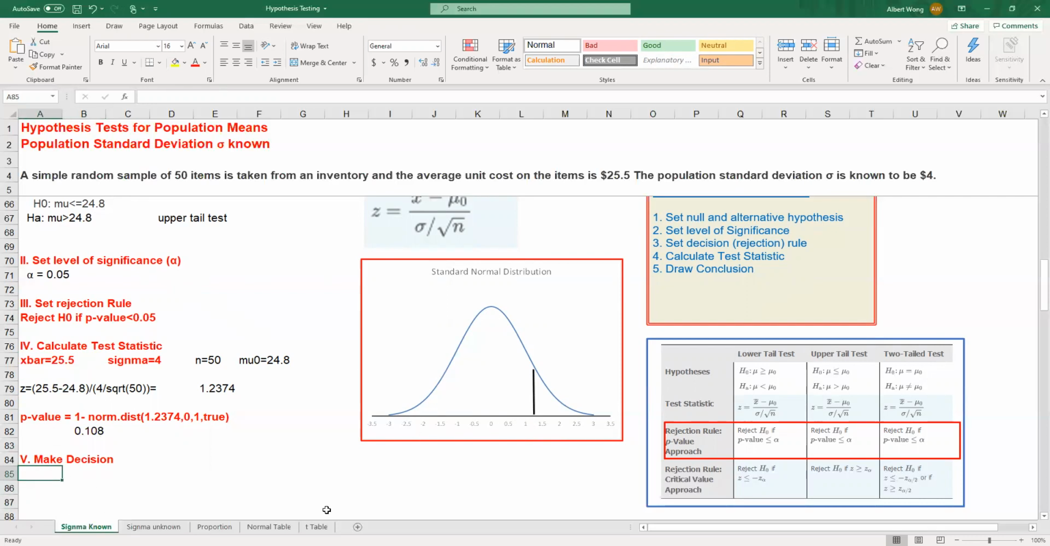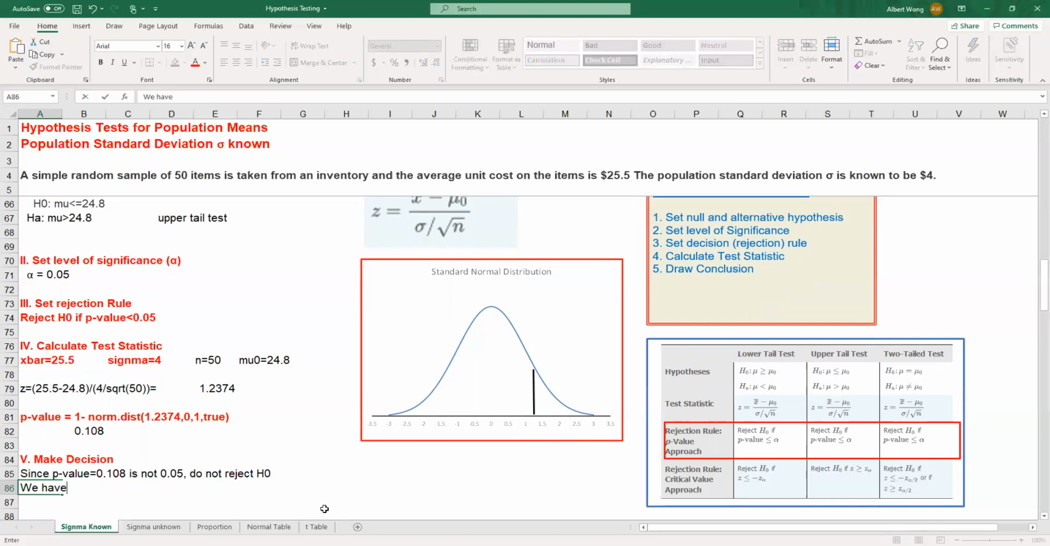All right, so let's just write it up. We say since the p-value is equal to 0.108, and you say, is that less than 0.05? It's not less than 0.05. We will reject the null if it's less than 0.05. We do not reject the null if it's not less than 0.05. So we do not reject H0. And if we do not reject H0, how do we write the conclusion?